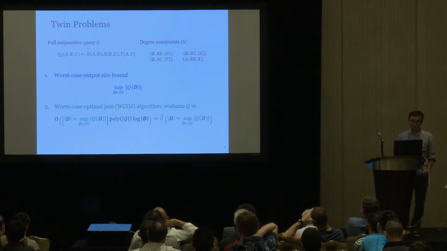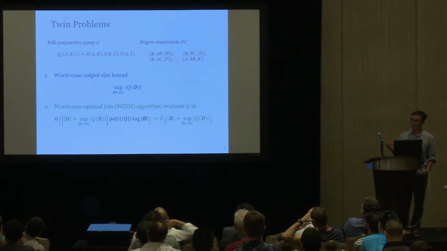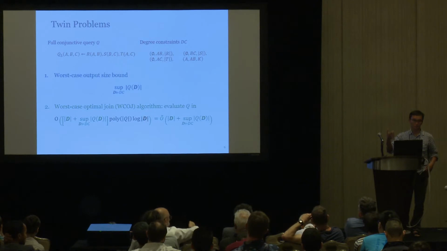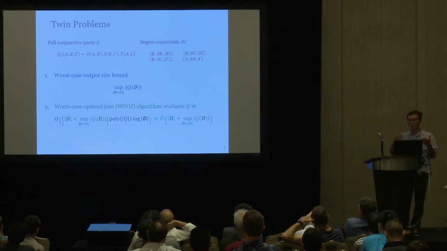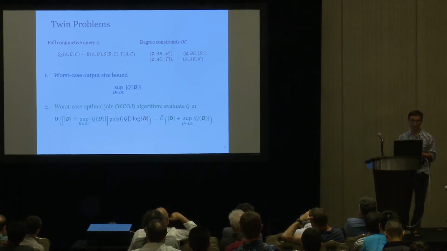And the second problem is that once we have determined the output size bound, can we design an algorithm whose runtime is determined by the input size, which is D, plus the worst case output size bound, subject to a polylog factor, a polynomial in the query complexity, and also a log factor in data complexity? Okay? So an algorithm, if it satisfies this property, is going to be called a worst case optimal join algorithm.